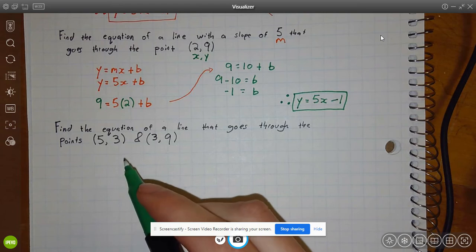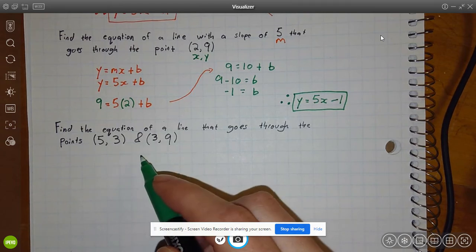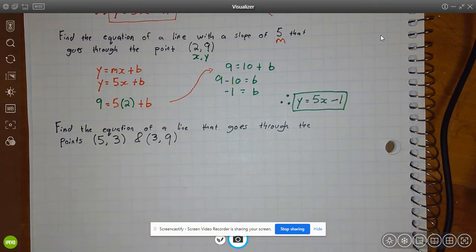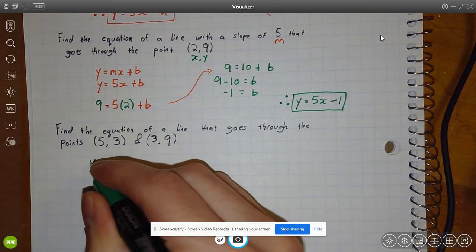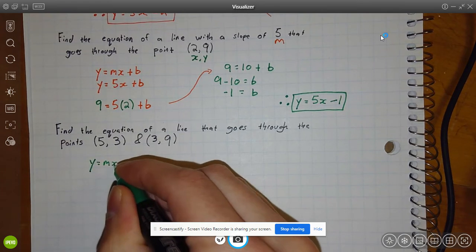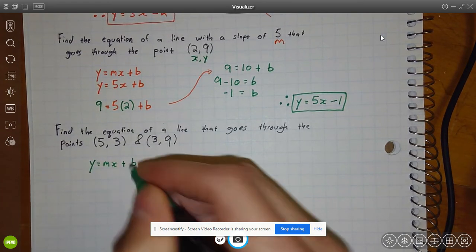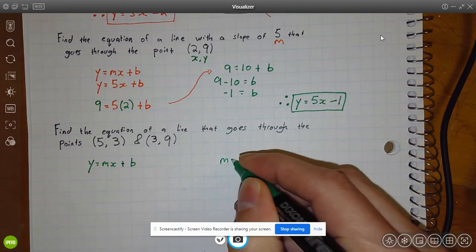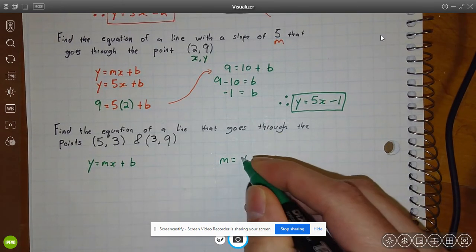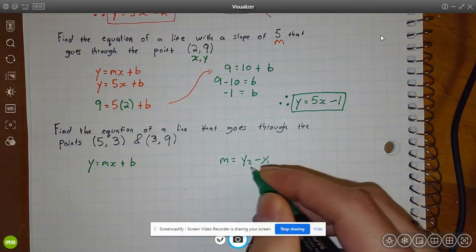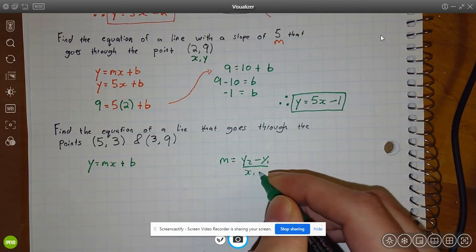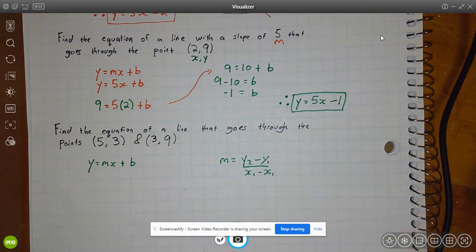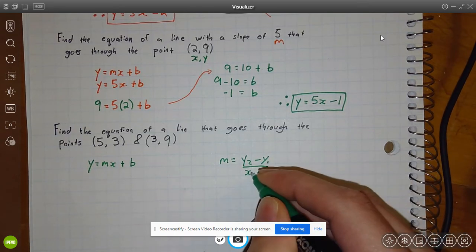All I know is that the line goes through these 2 points. So again, we might want to start with our target. I eventually want to find y equals mx plus b, but neither of those pieces of information is given to me in the problem. However, we've got all the tools we need to solve for it. So if you remember our slope formula, slope is going to be the change in y, y2 minus y1, divided by delta x, the change in x, or the run, x2 minus x1.